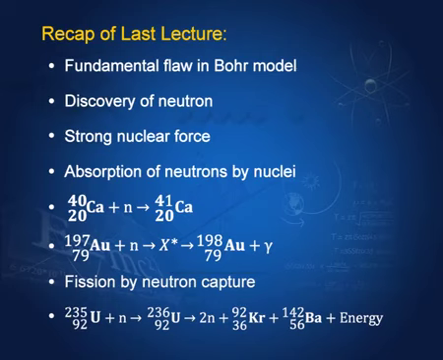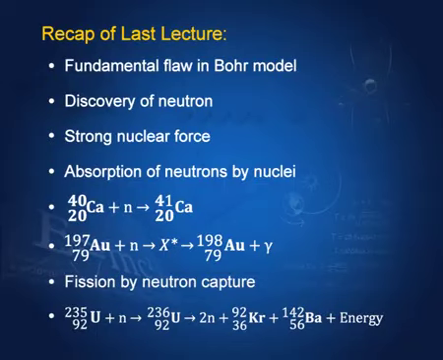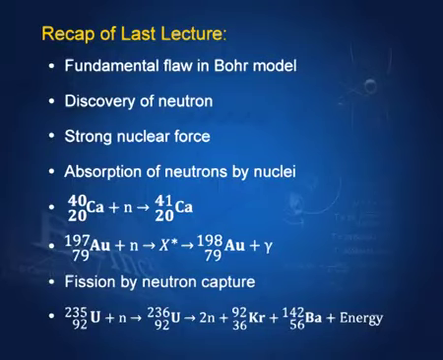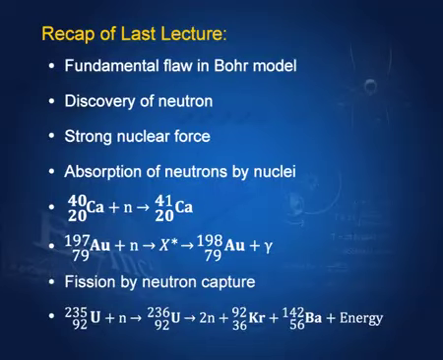Then we discussed the discovery of the neutron and the strong nuclear force, because if there are protons in the nucleus, they would repel each other and break the nucleus. But it was found that there is a very strong force acting between the nucleons, and therefore, nucleons are able to overcome the Coulomb force between them. And then we studied absorption of neutrons by nuclei, and some of the examples are given here. And lastly, we found that neutrons can trigger a fission reaction in the uranium atom, uranium 235.